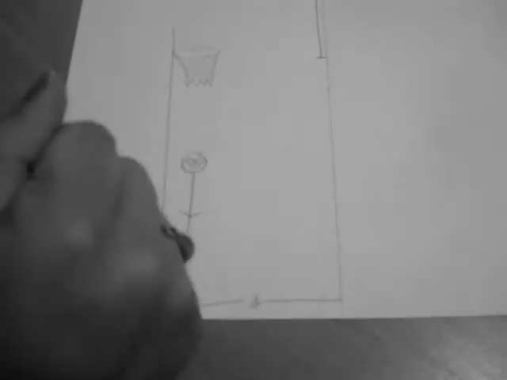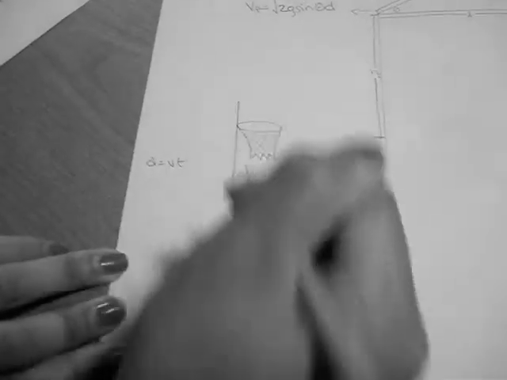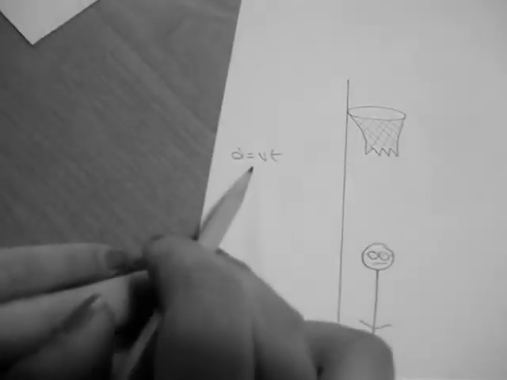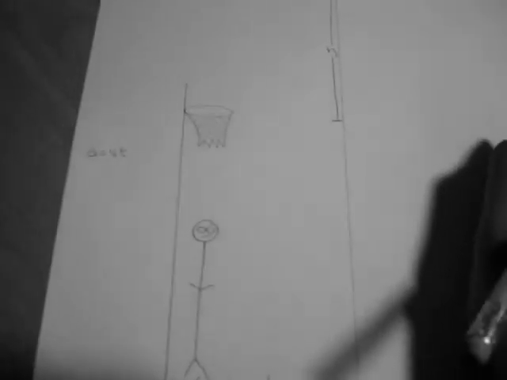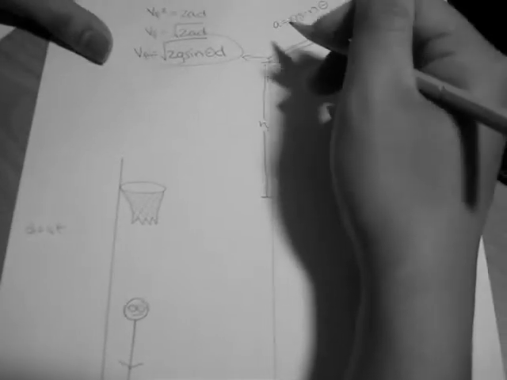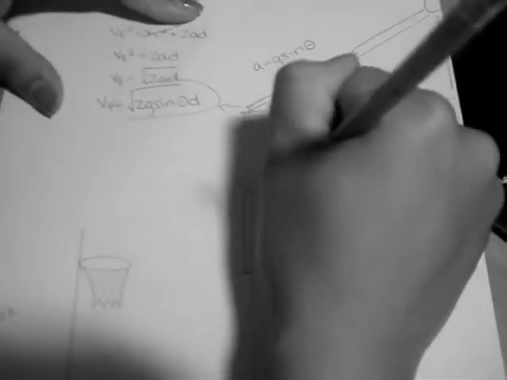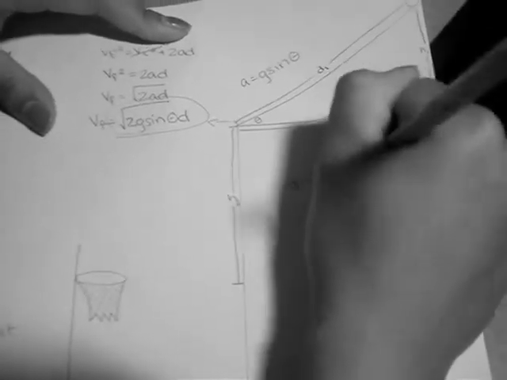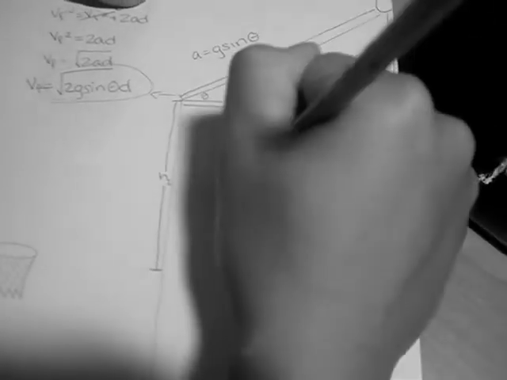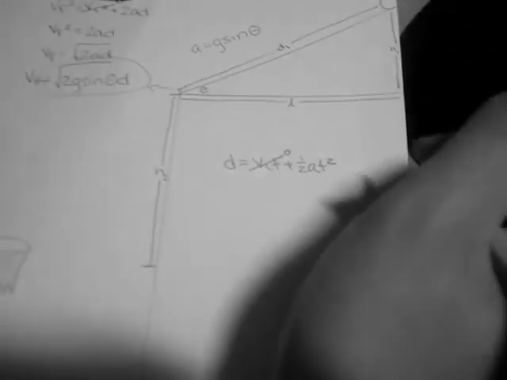The distance at which the hoop needs to be placed can be derived from the equation d equals vt. The horizontal velocity is the velocity we calculated from here, the square root of 2g sine theta d. And the time is the time it takes to fall from the edge of the roof to the height of the basketball hoop. Then using the equation d equals vit plus 1/2 at squared, since vi is 0, we can simplify the equation and derive the equation to solve for t, and t equals the square root of 2h over g.